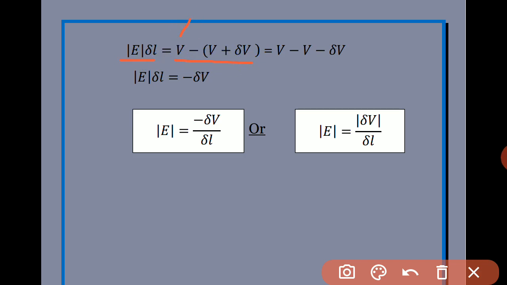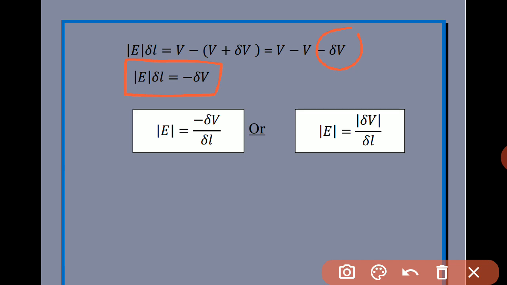V is the potential at surface A, and V plus delta V is the potential of surface B. So VA minus VB equals V minus (V plus delta V). If you open the bracket, you get V minus V minus delta V. The V cancels, it is plus V and minus V, so what remains is minus delta V. So E delta L, the work done, is equal to minus delta V.